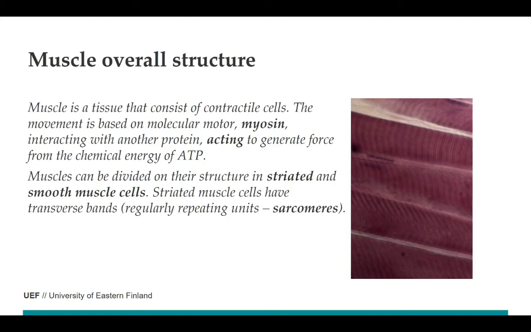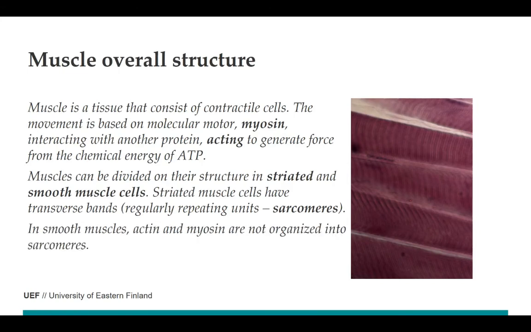And we can divide muscles easily into striated and smooth muscle cells. The striated muscles have transverse bands, as in the skeletal muscle picture made with a microscope. So there are bands that are in the same direction. And there are regularly repeating units called sarcomeres. And in the smooth muscles, there are also myosin and actin, but not in this kind of structure. So there are no sarcomeres. So they are more in random directions.